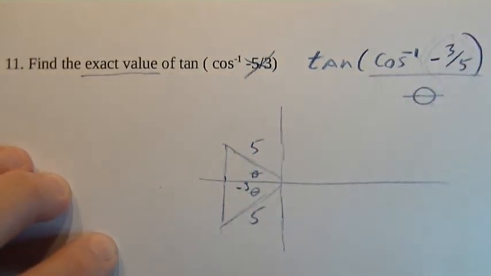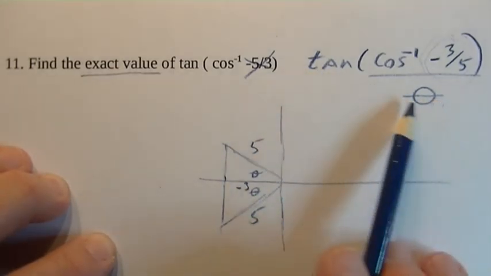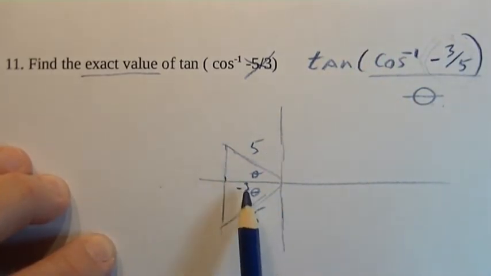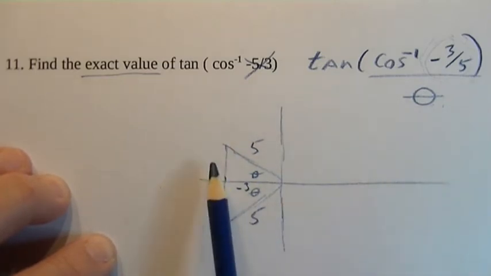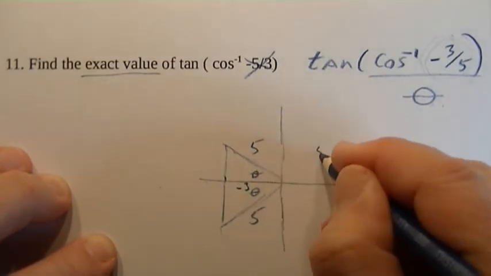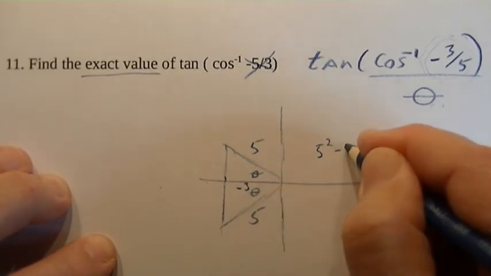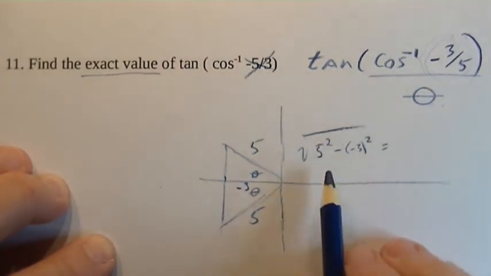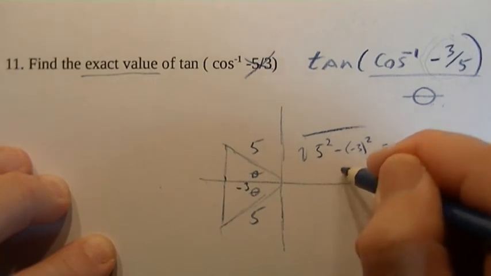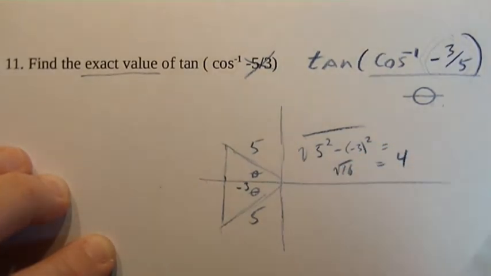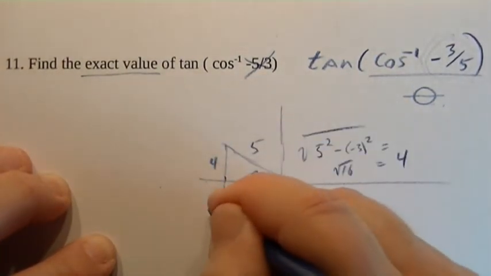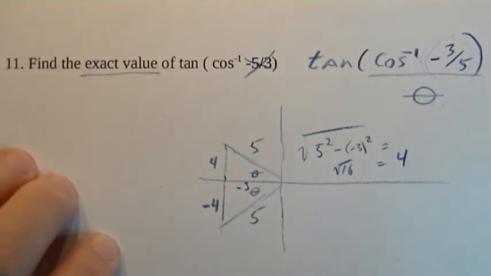Okay, well, now we've kind of got a foothold on this problem, because the tangent of this angle, remember this is all just that same angle, the tangent of this angle is just going to be this opposite side over this adjacent side. What is this opposite side? Well, we're going to take 5 squared minus negative 3 squared, and then we're going to take the square root of that, and this is 25 minus 9, 16, and it's 4. So actually it's plus or minus 4, and look at this, we've got a plus 4 up here and a minus 4 down there.